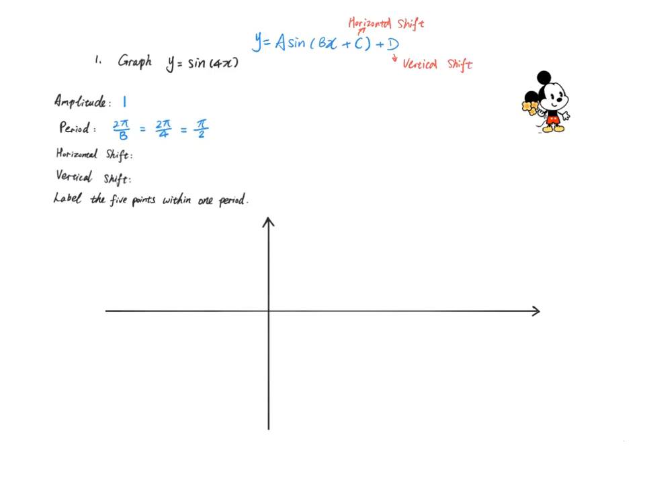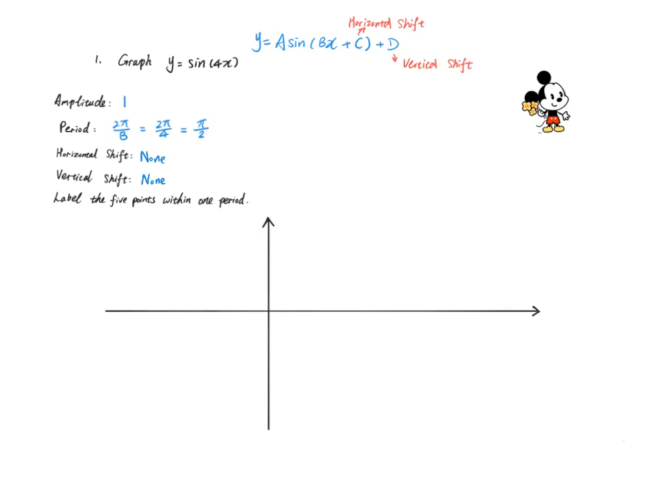Okay, let's go back to this function. We see that the function is y equals sine of 4x. I don't see any number after x, which means there's no horizontal shift and no vertical shift. You can go ahead and write none for both of these cases. Okay, so now after you fill those questions out, you are ready to draw the graph.